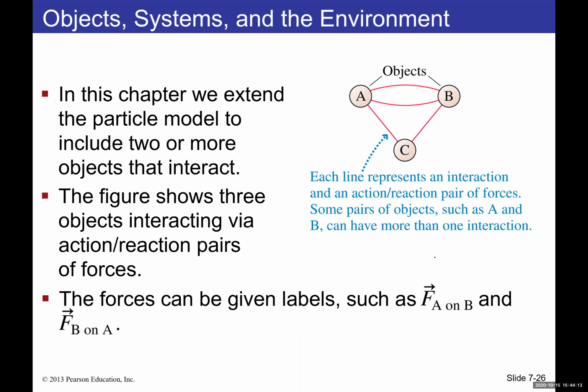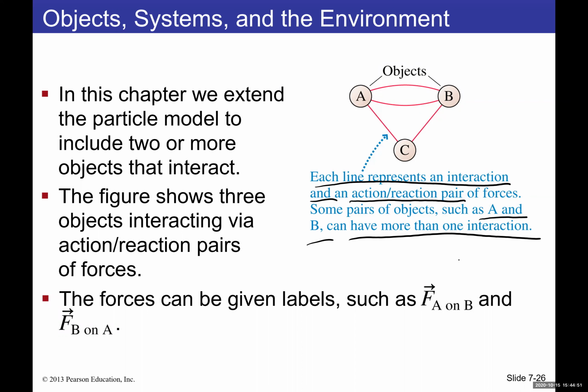Okay, so the figure shows 3 objects interacting via action-reaction pairs of forces. That means, for example, you have object A and object B. They exert force on one another. Each line represents an interaction and an action-reaction pair of forces. That means A and B have 2 forces, 2 types of interaction on one another. C interacts with A with one action-reaction pair, and C interacts with B with another action-reaction pair. So that's kind of what we have. You can write: A and B can have more than one interaction.